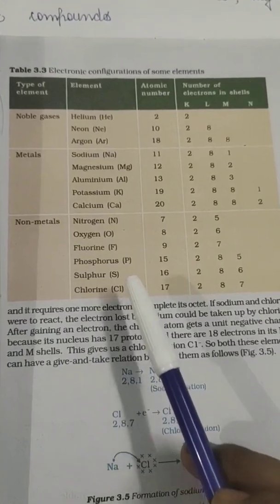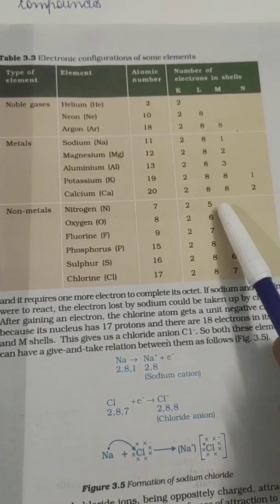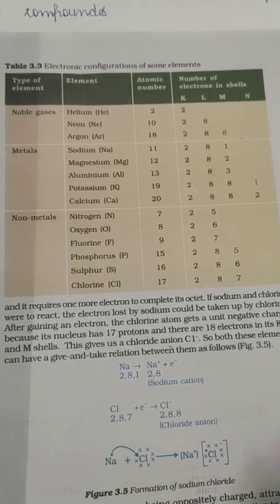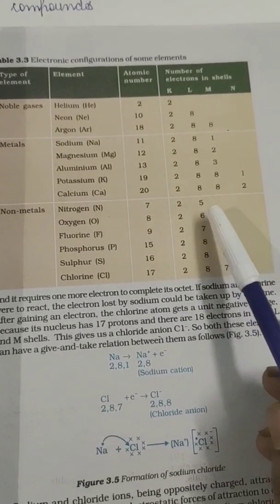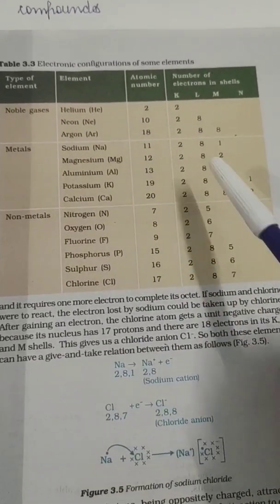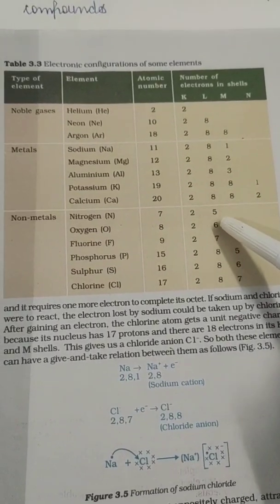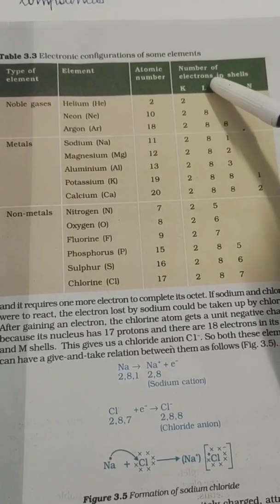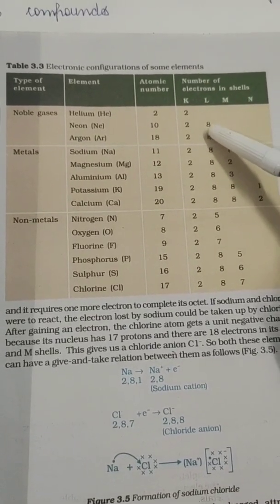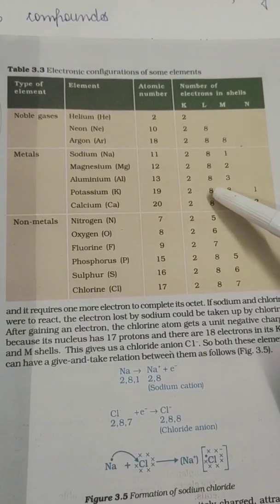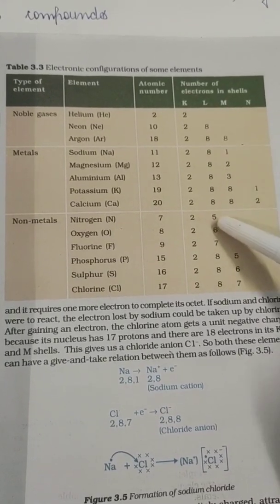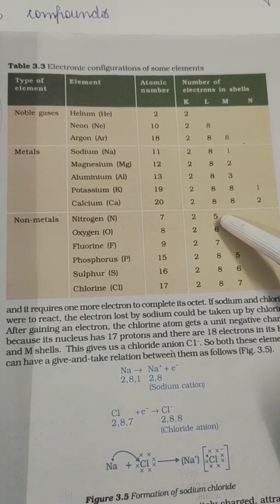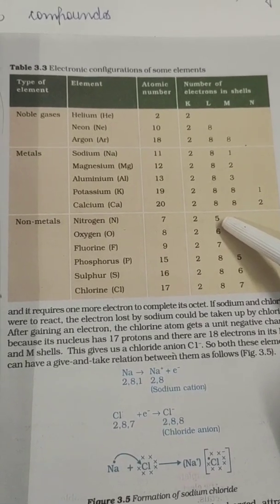Whereas in the case of non-metals, they are lacking 1, 2 or 3 electrons from their outermost shell. They want to attain the noble structure of neon, because neon has 2 and 8. So in the L shell, they want to have 8 electrons, because in the L shell the number of electrons should be 8. So these are having 8, 8, so they can donate the electrons, but this is having 5. So they need 3 electrons. That is why they will like to gain 3 electrons.